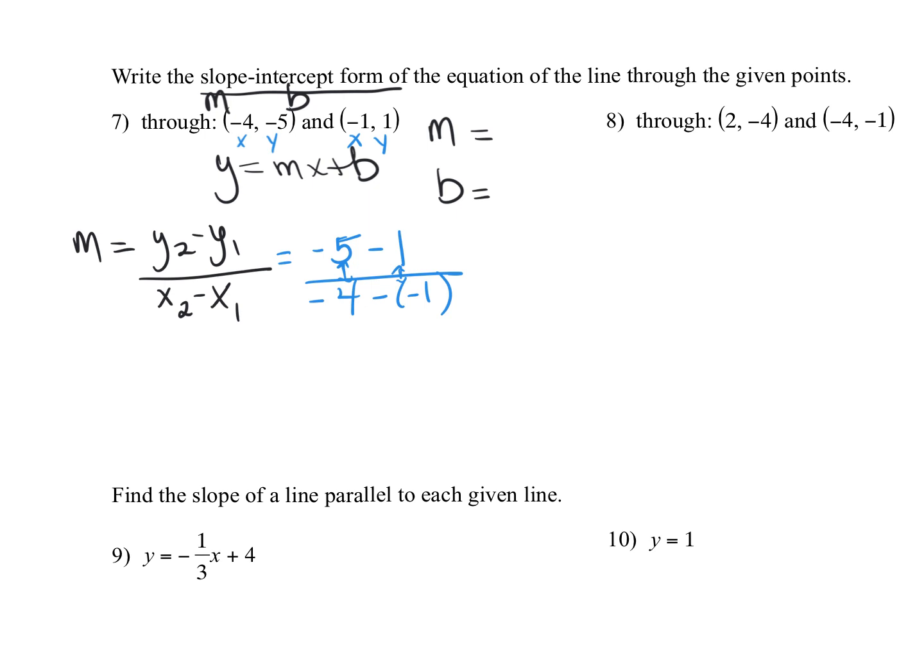Okay, so from here we need to subtract. So -5 minus negative 1 is going to give me negative 6. And a negative 4 minus a negative 1 is the same as adding a positive 1. So this is going to give me negative 3. And negative 6 divided by negative 3 is a positive 2. So that is my slope.